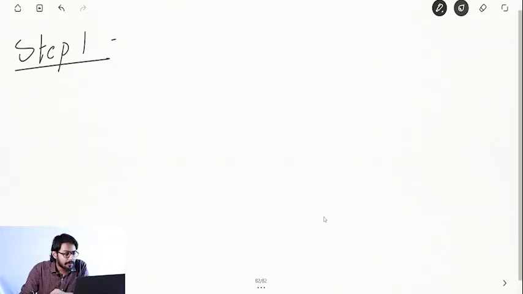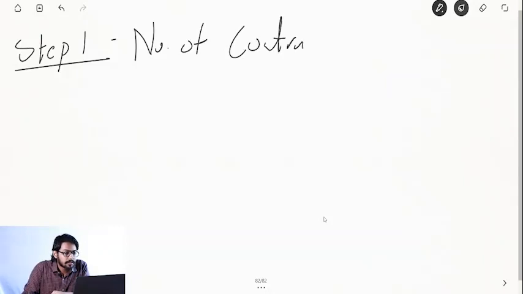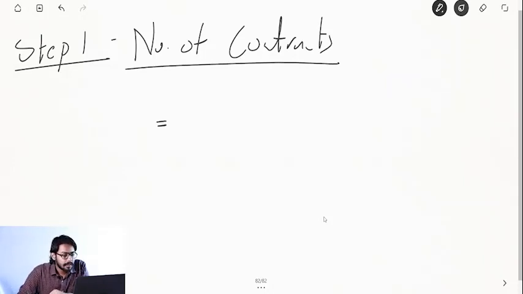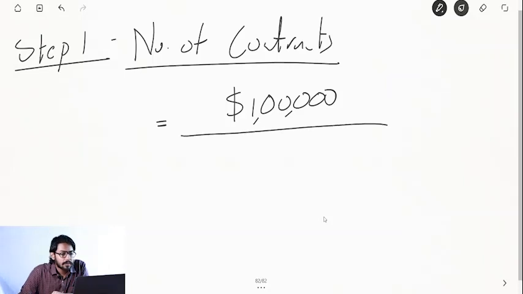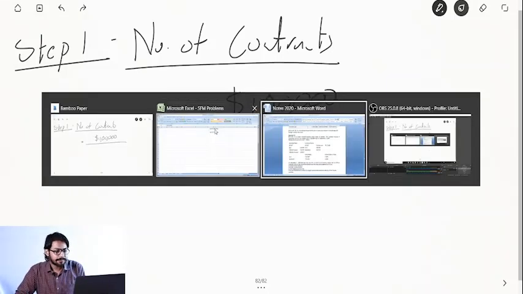Step 1, number of contracts is equal to the amount to be hedged. The amount to be hedged is $1 lakh, divided by the price of futures today. Now pay very close attention. I'll explain this concept in two methods. What is the formula? Amount to be hedged into beta. In this question, there is no concept of beta, so beta is ignored. Divided by the price of futures today. What is the price of futures today?